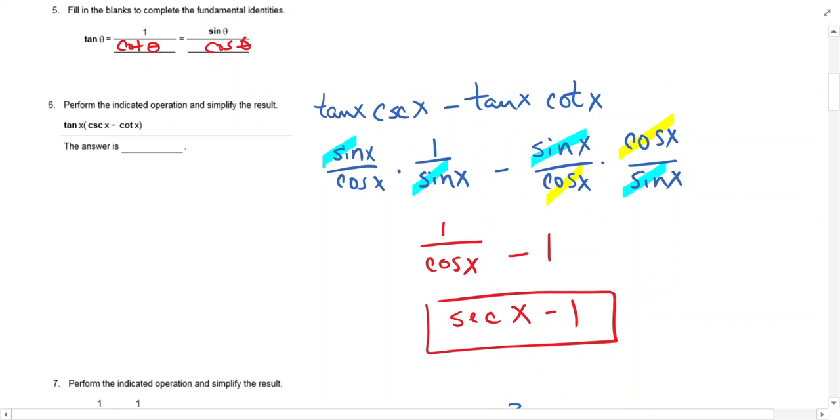Perform the indicated operation and simplify. So here's what we first did. I distributed tan to both of these. So tan x cosecant x minus tan x cotan x. Change to sines and cosines. We did that in the lecture notes. Sines cancel there and there. Cosines cancel there. You're left with 1 over cosine minus 1. This becomes 1. And so that's secant x minus 1.